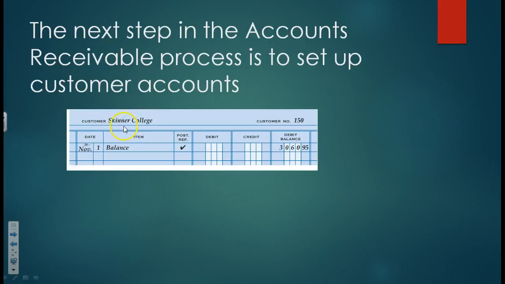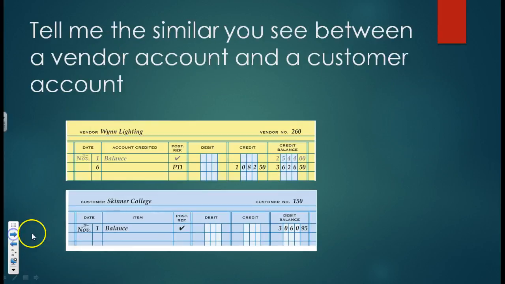As you can see from the look of it, Skinner College is our customer. We have a number to keep track of them, and then they have a balance. And this is what a customer account looks like. Now let's compare it to the vendor account. It's very similar. What is the one difference? Yes, you're right. The credit balance, because we owe the money out, and here they owe the money, so it's coming in, so it's a debit balance.